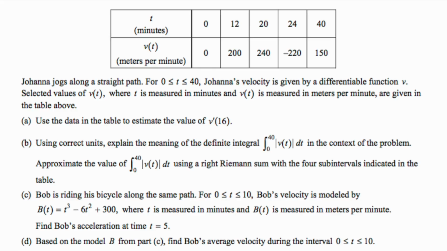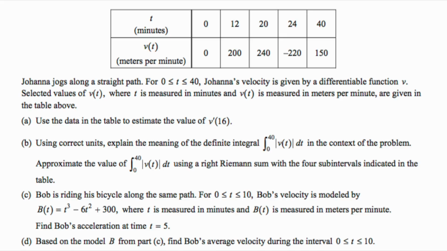Joanna jogs along a straight path from 0 to 40. Joanna's velocity is given by a differentiable function v. Selected values of v(t), where t is measured in minutes and v(t) is measured in meters per minute, are given in the table above.